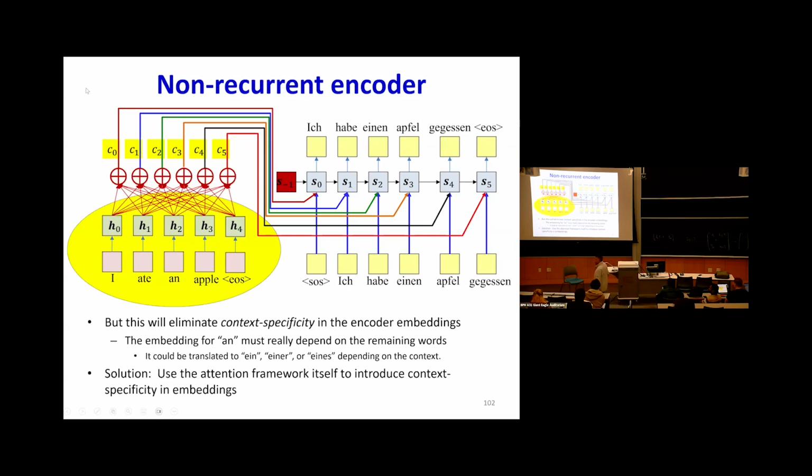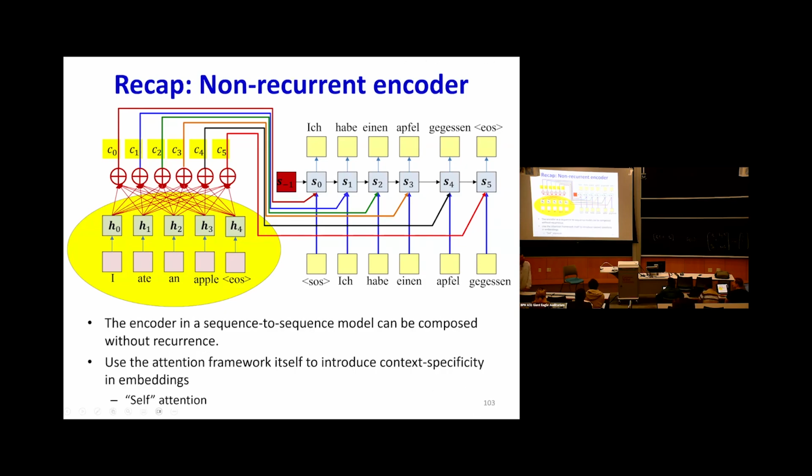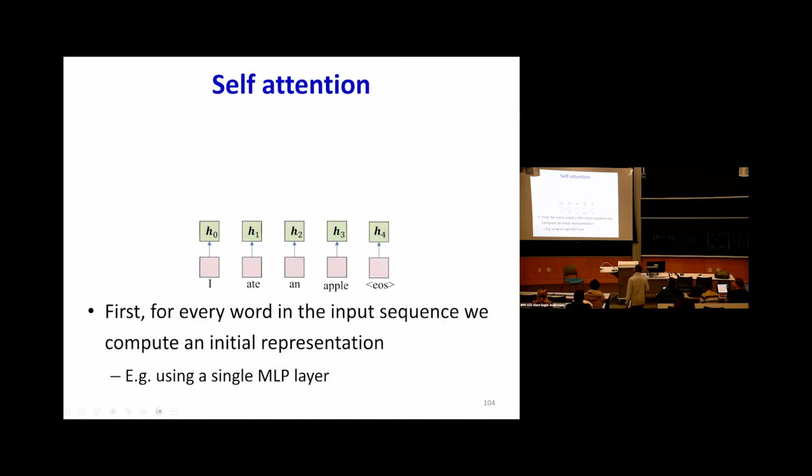So, the word apple, is it a computer? Is it a fruit? I have to look at the rest of the words in the sentence. And how I can do this is to use attention itself. So here's what I would do. On the encoder side, I can get rid of the sequential nature of the model, but I can still retain context specificity by using the attention framework. This is what we call self-attention. So the way it would happen is like so.